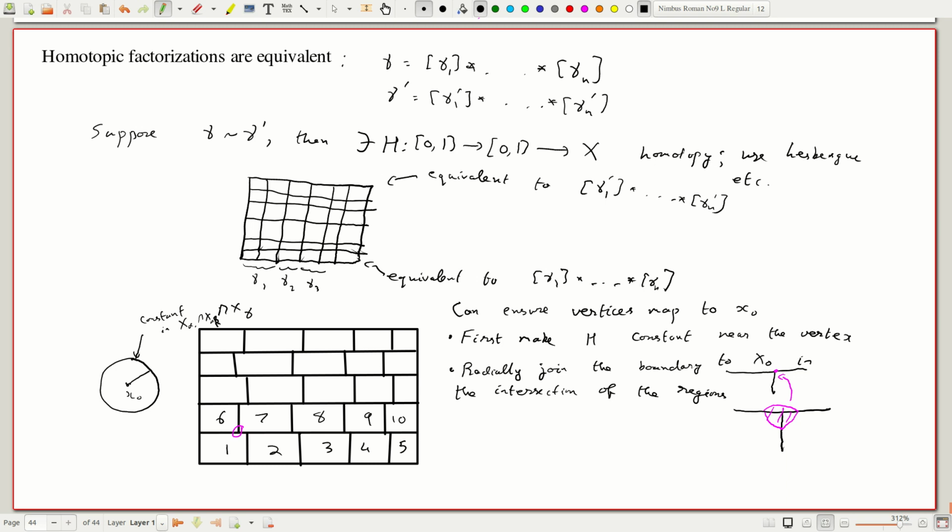There is a path, and we'll take the radial path from x0 to the given ones. And when you have this kind of radial path, we can replace the interior by these. Okay, so radially join and replace the interiors. What we have done is we have achieved the main thing, that is we can ensure that vertices map to x0, the given point x0. Okay, so we are there.